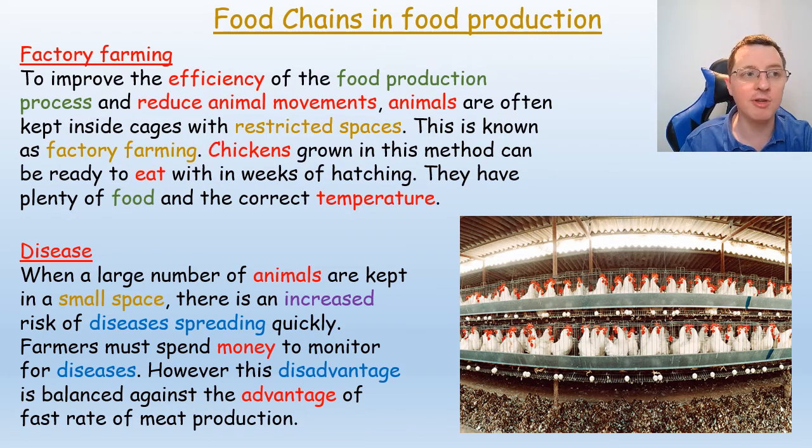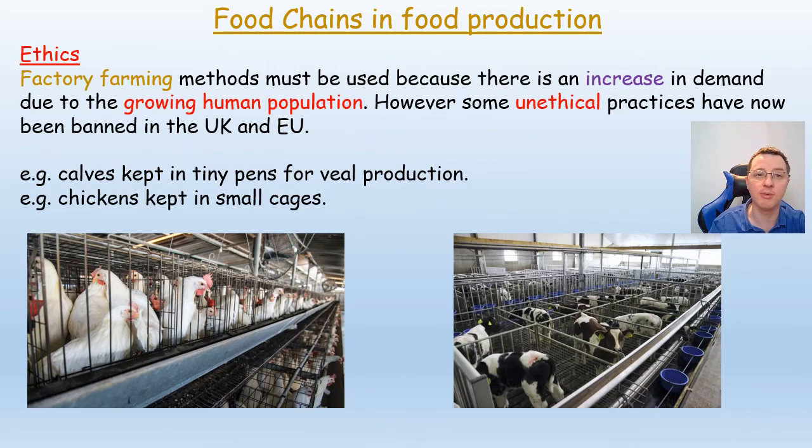This is highly efficient and a very good thing if we're considering how we can feed the ever-increasing human population on this planet. However, there are a number of disadvantages to factory farming. When a large number of animals are kept in a small space, there is an increased risk of diseases spreading quickly. So farmers must spend money to monitor for disease. However, this big disadvantage is balanced against the advantage of a fast rate of meat production, a very efficient system.